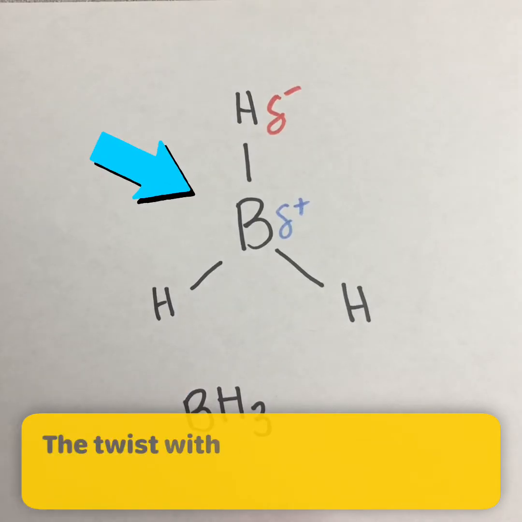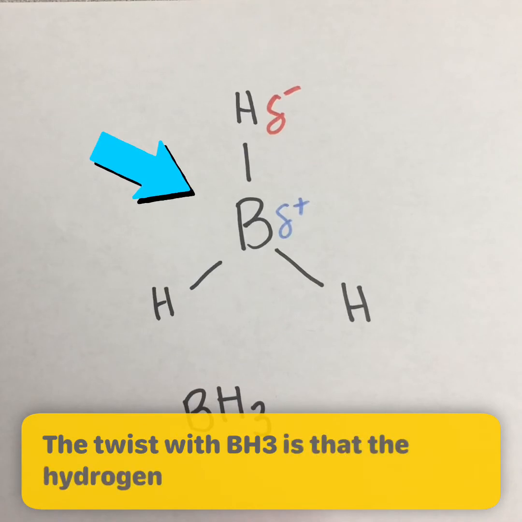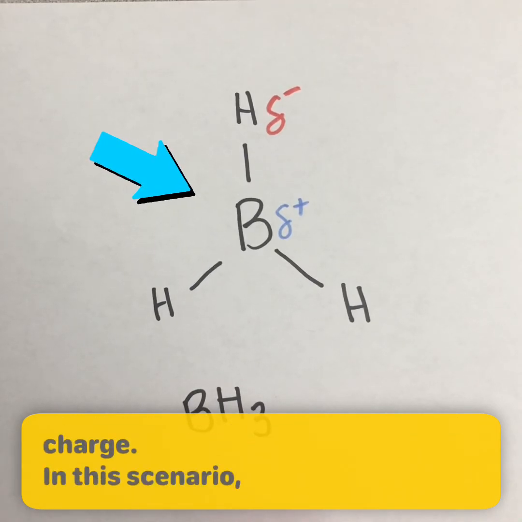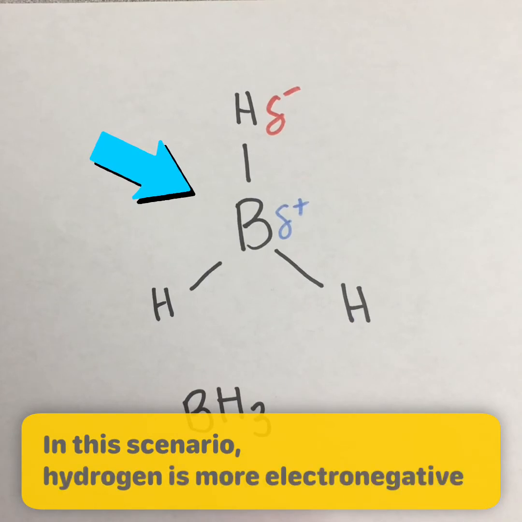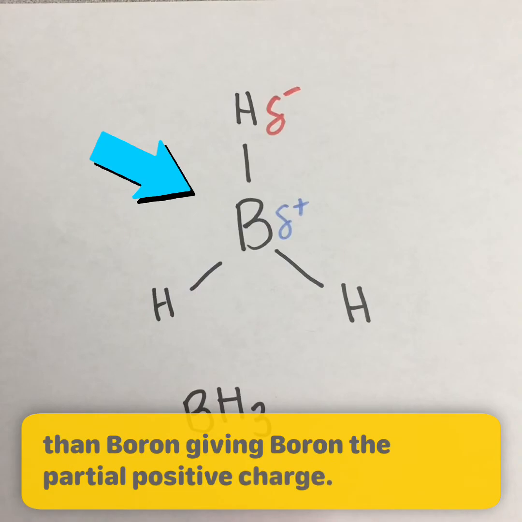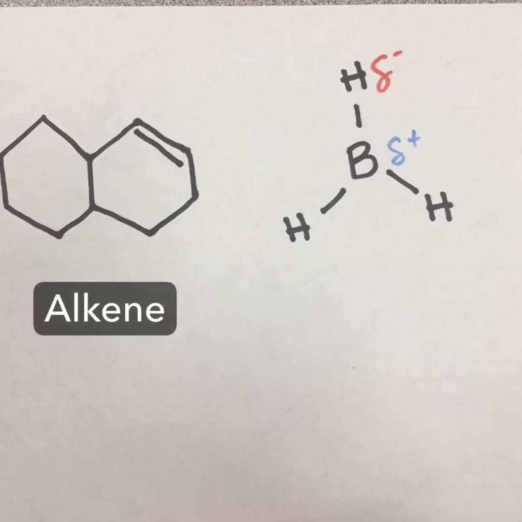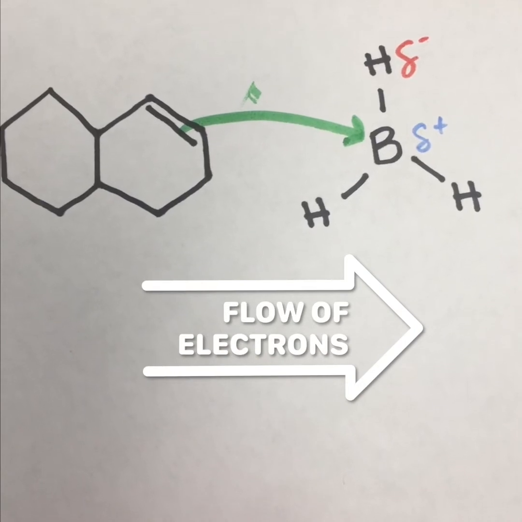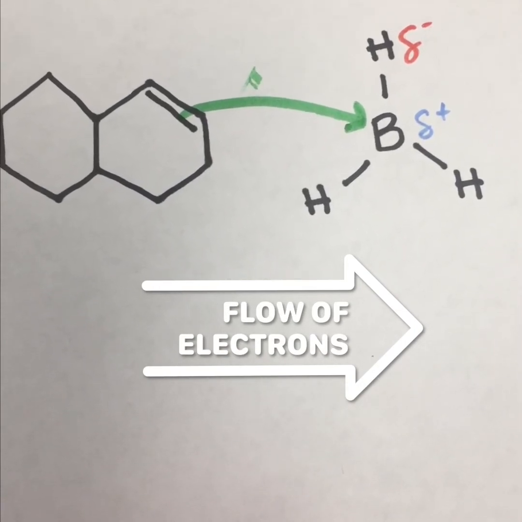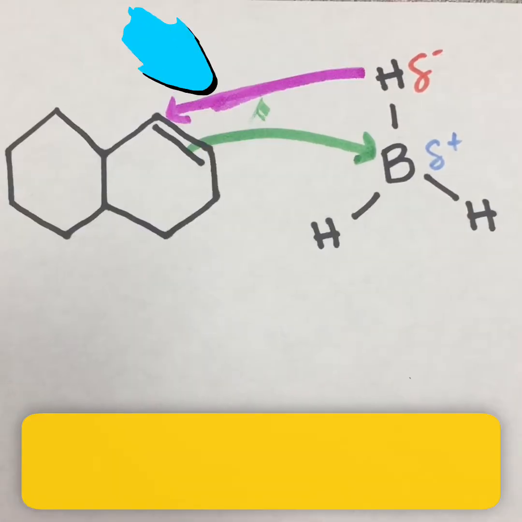The twist with BH3 is that the hydrogen bears a partial negative charge. In this scenario, hydrogen is more electronegative than boron, giving boron the partial positive charge. The alkene will first undergo hydroboration. It is driven by the flow of electrons from the electron-rich pi bond to the electron-poor boron atom of BH3.